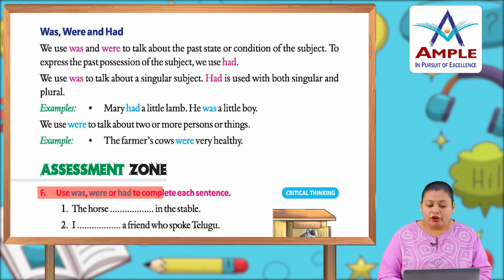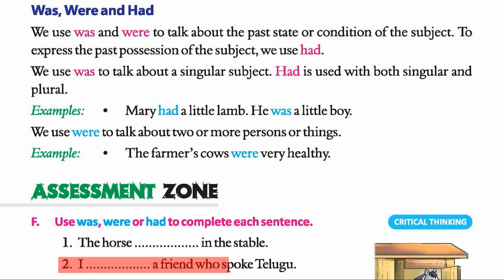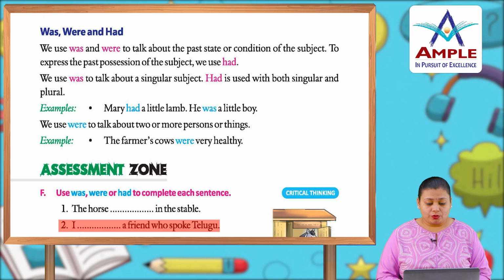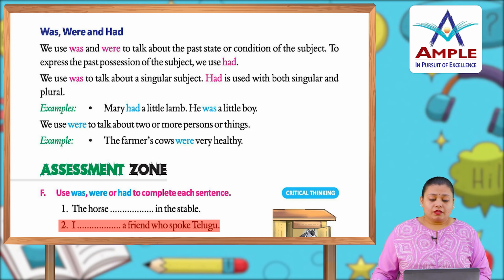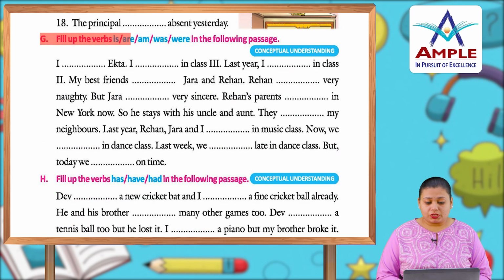Use was, were or had to complete each sentence. The horse was in the stable. Okay, because here the horse is only one in number, the singular form. I had a friend who spoke Telugu. Okay, now moving to next, number G. Fill up the verbs is, am, are, was, were in the following passage.